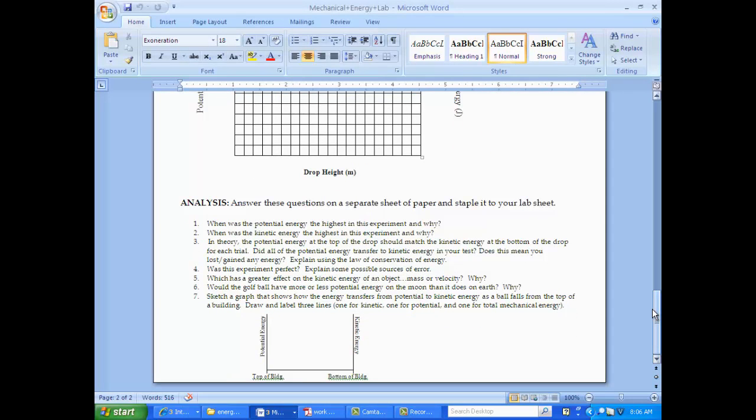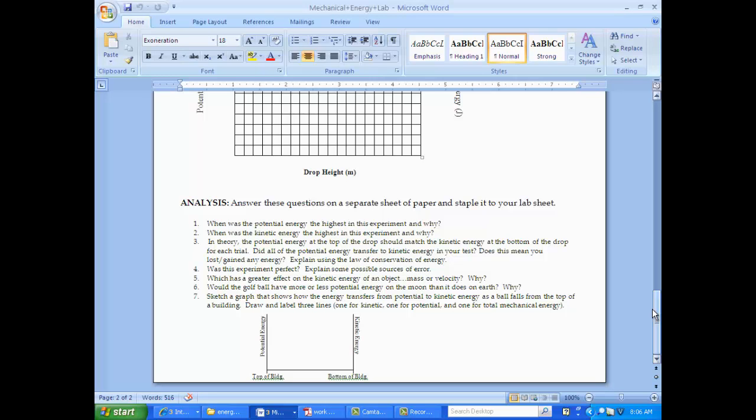And let's look at the analysis here. So when was the potential energy the highest in the experiment and why? Give me a scenario. When was the potential energy the highest? Matt, Brian, you already gave me this answer before, so why don't you give it to me again? What's that? Yeah, exactly. When it has the most mass and height, that's when the potential is going to be the highest. Good.